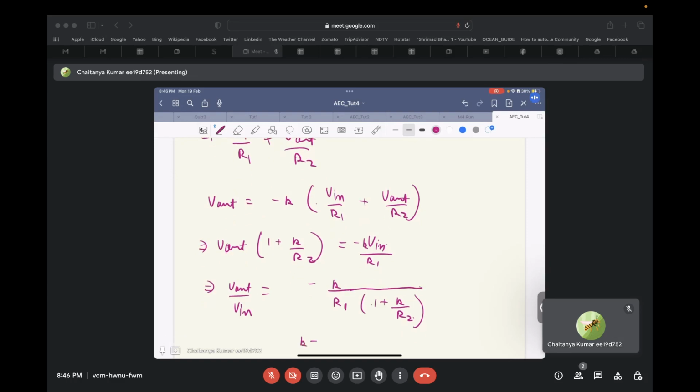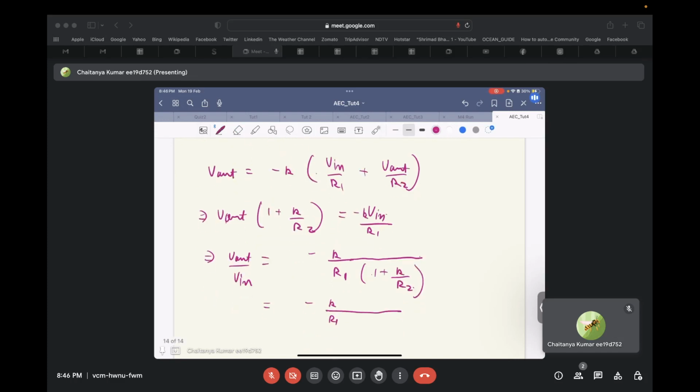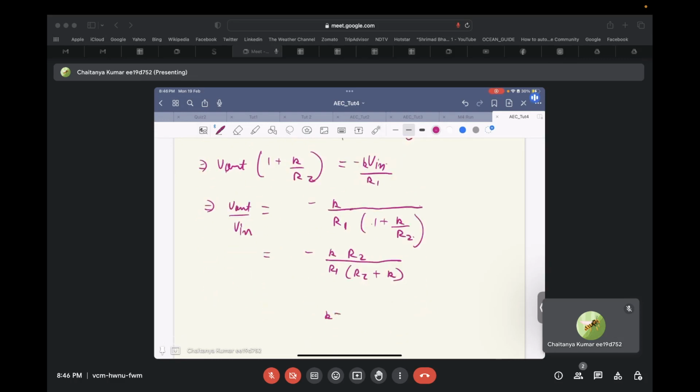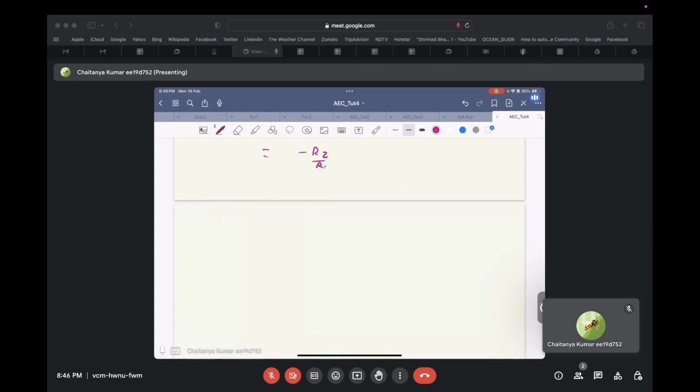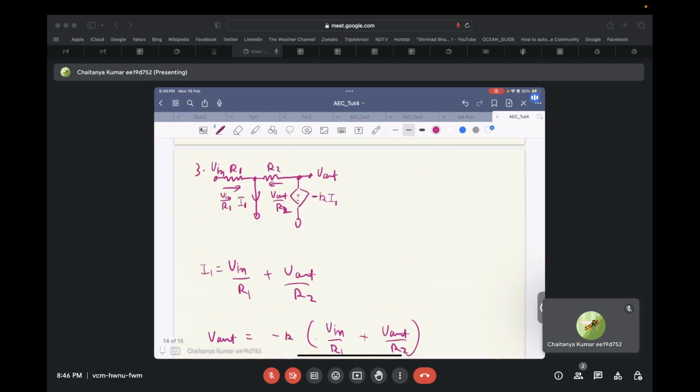So again, if K tends to infinity, we'll write it in a more convenient form: K by R1 over R2 plus K. So over here again, if K tends to infinity, our value becomes minus R2 by R1. And this can again be seen from this circuit being in negative feedback.